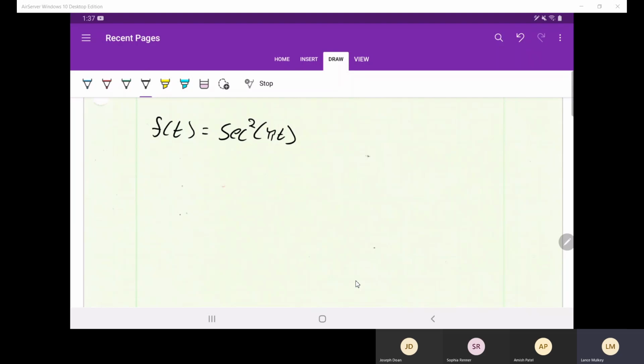All right. What rule do we use here? Chain rule? Yep. So f prime of t is 2 times the original function. So 2 times secant of pi t. What's the derivative of secant? Anyone remember what's the derivative of secant? I don't know. Secant tan. Yep.